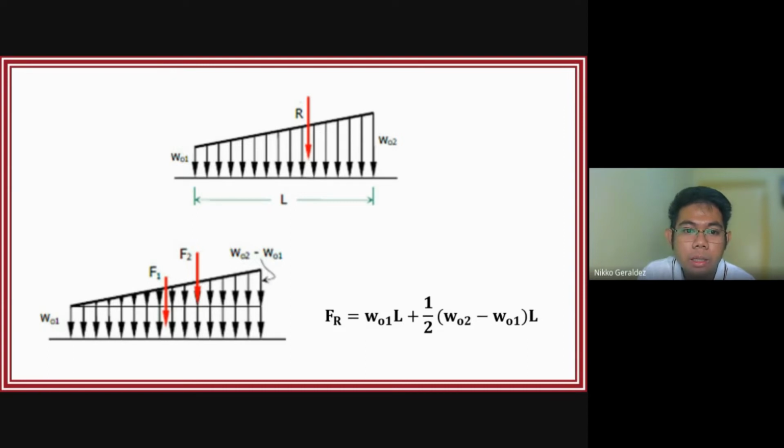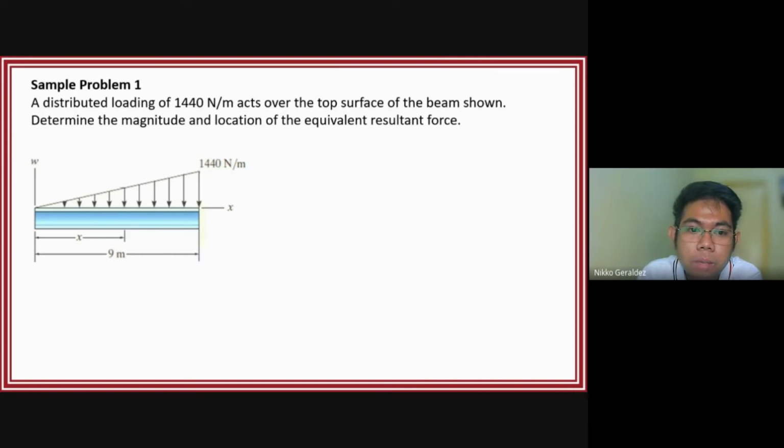As for the position of the resultant force, we just take moments, using Varignon's theorem. So Fr times the distance is equal to the summation of moments. We can take moments at the tip, or at the height. So that is the trapezoidal load.